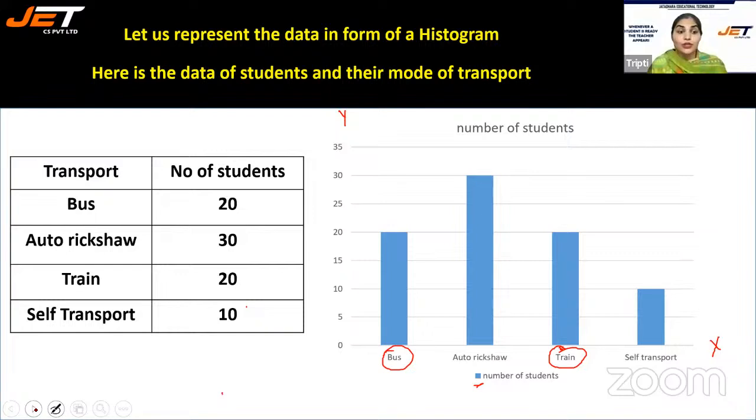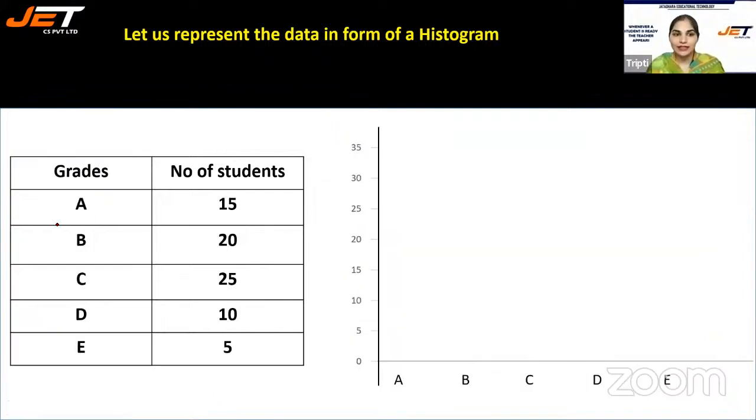That's how we can say. Earlier, we were using the tallies. We were using tallies to represent the data. We were putting some tally marks. But now we are making a histogram. We are making a bar graph so that we can represent our data.